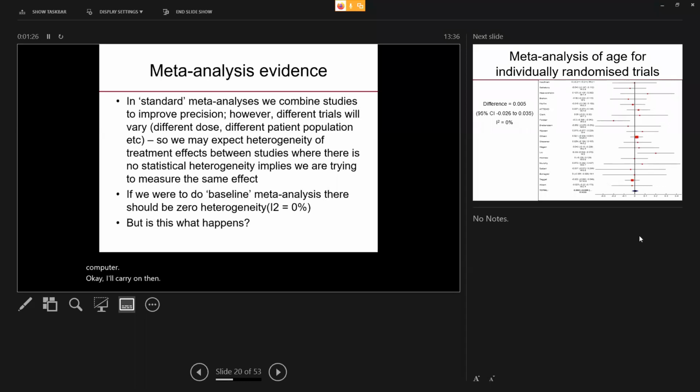So, as said, in the standard meta-analysis, we combine studies to improve precision. How the different patients will vary, different doses and things like that, so you're going to get heterogeneity, but you shouldn't get heterogeneity in a meta-analysis of baseline variables.